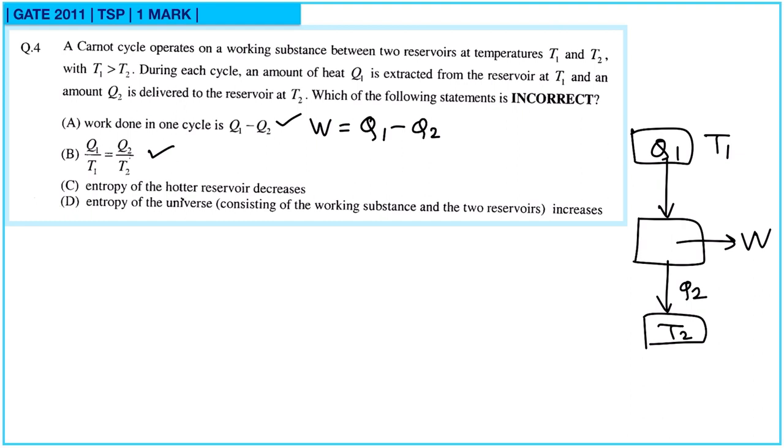Option C is entropy of the hotter reservoir decreases. Now this is reservoir, heat reservoir, and for it this process is a reversible process. So if it is a reversible process, then that means delta S is equal to 0. So there will not be any entropy change for hotter reservoir. So option C is correct.